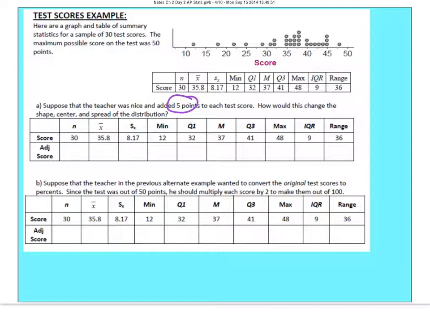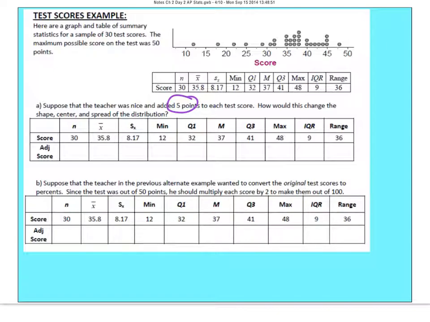So of all of these elements here, what will change and what will stay the same? N is the number of students in test scores. It's still 30. Adding 5 points, the mean here is going to change, so it's going to go to 40.8. The standard deviation is going to stay the same. Now be careful, the minimum, if it was 12, it will go up to 17. That did get impacted.